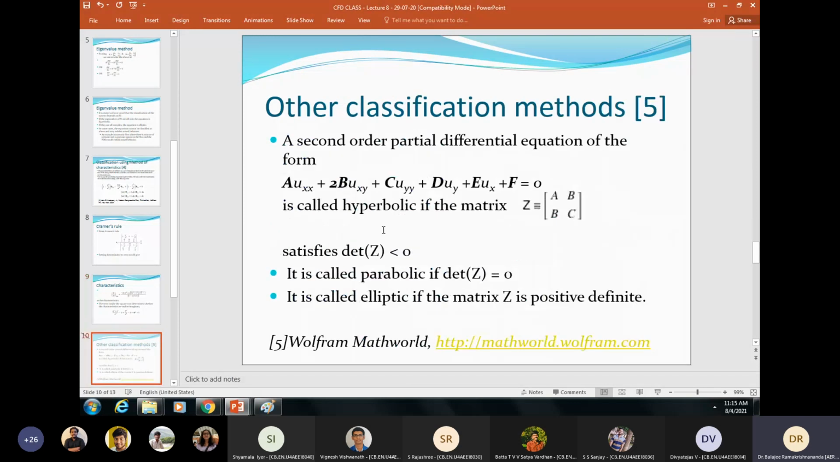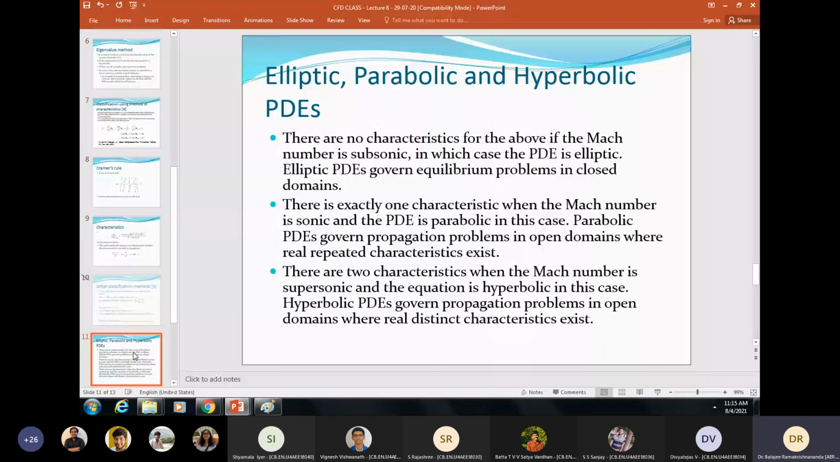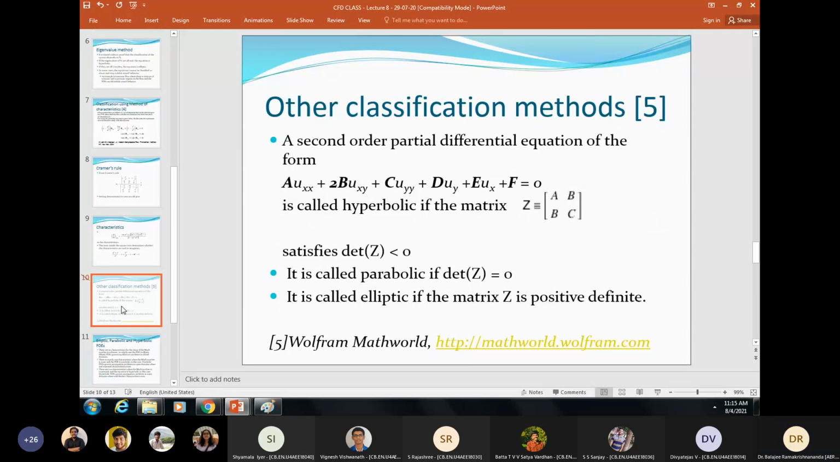So don't worry about this other classification. You can go through it, but it's just out of place here. It is the same as b squared minus 4ac. That will be good enough. One more method of classifying, a very general method.